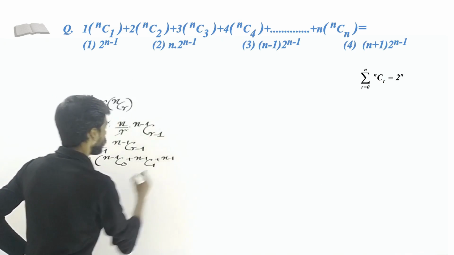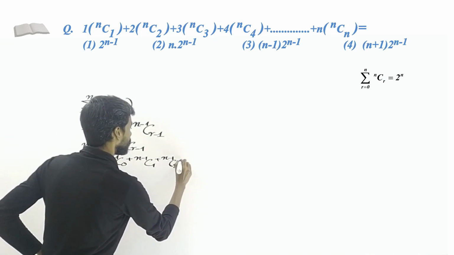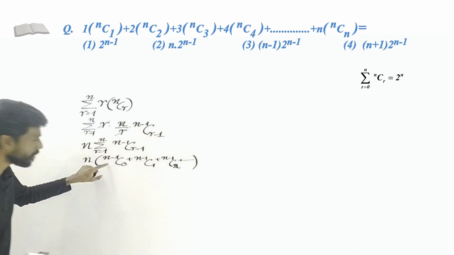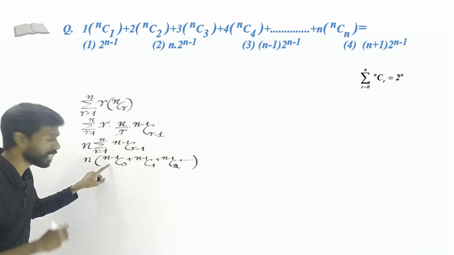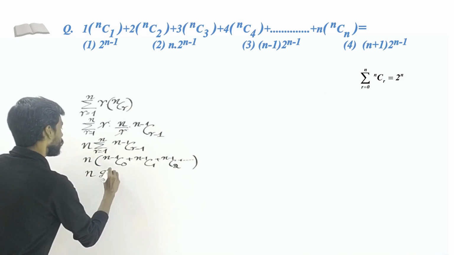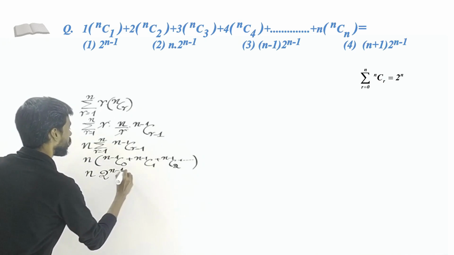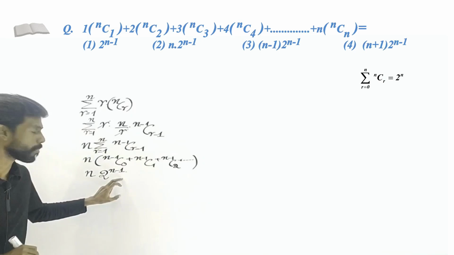Next, n minus 1 C r is 3. So 3, 2 plus etc. This is nC0 plus nC1 plus nC2, that is 2 to the power n. But in place of n, we have n minus 1. That means the formula here is n multiplied by 2 to the power n minus 1. So that's all. So that is the answer. Okay, n multiplied by 2 to the power n minus 1.